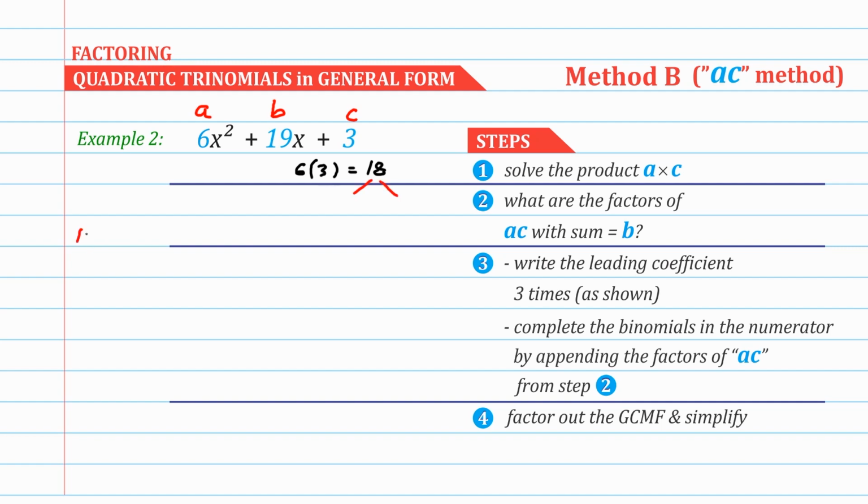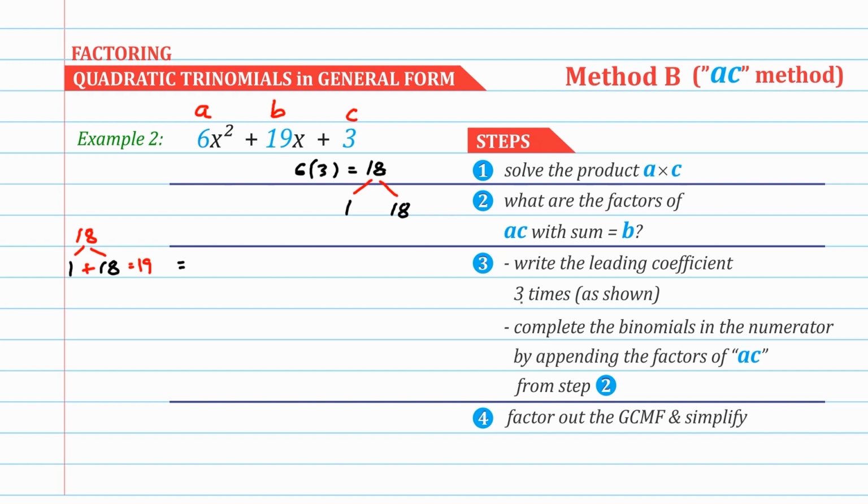Let's write 18 here. And then, ano ba ang factors ng 18 pag pinag-add equal to 19? This one's easy because 1 times 18 is equal to, ano ang sum nila? 19. The first try, we got it. So, isulat natin, 1 and 18. Step 2 done. Step 3. Write the leading coefficient 3 times as shown. So, let's try and rewrite this trinomial into a different form.